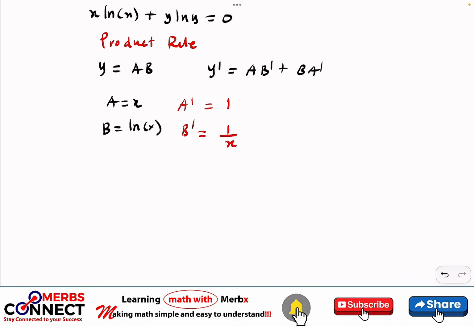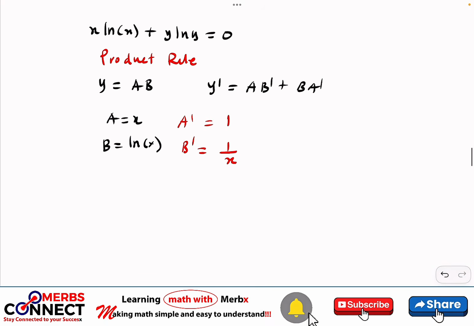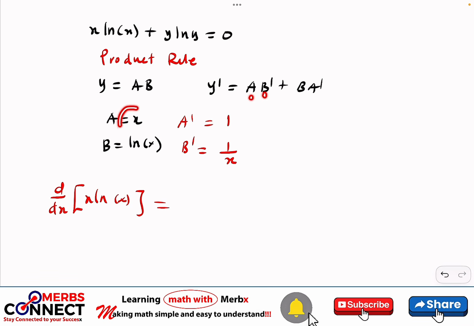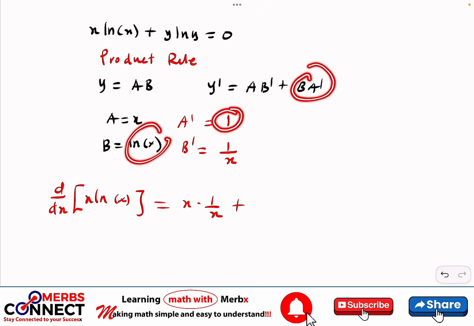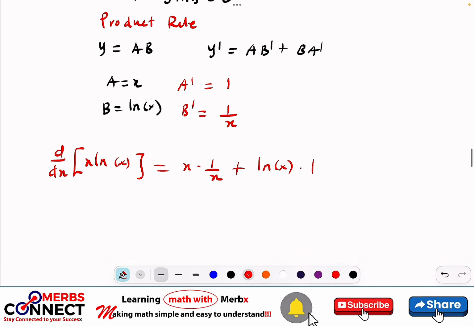So now let's put them in here, like this times this and this times that. So when I take the derivative of x natural log of x, this is going to be A times B prime. So I'm going to have x times 1 over x plus B times A prime, so this times that. So I'm going to have natural log of x times 1. And we can simplify this one, and we are going to have 1 plus natural log of x. So let's put this one down.